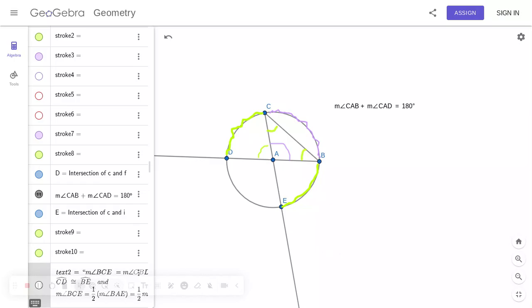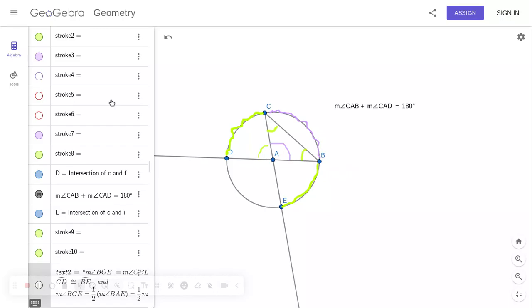And now I'm using a little bit of content knowledge here. Let's talk about the intercepted arc of the inscribed angle B. Right here at angle B, there is a vertex, and the two rays intercept this arc CD. Right here at angle C is an inscribed angle, and the two rays intercept the arc BE. These inscribed angles are congruent.